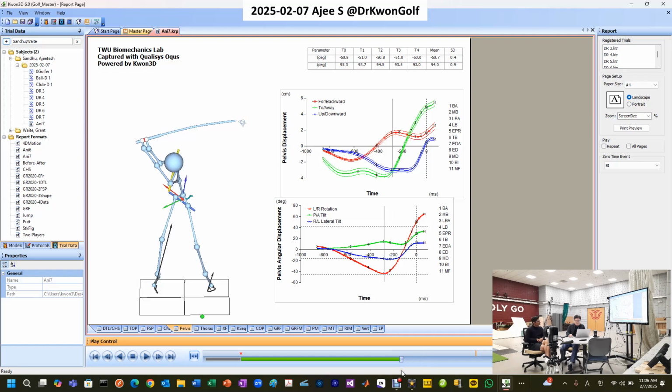And then this is called the end of pelvis rotation. So pelvis rotation completes at this point and then starts rotating in the opposite direction.